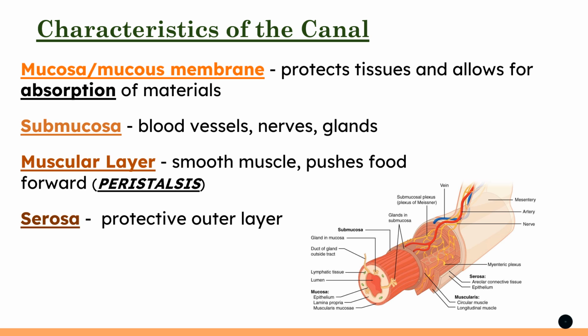Here are some characteristics of this canal. It is going to have several different layers. First is going to be the mucosa, which is the mucous membrane of the canal. It is going to protect tissues and allow for absorption of materials. We also have the submucosa. This is where you're going to find your blood vessels, your nerves, and your glands. We have a muscular layer. This is made of smooth muscle. This is what pushes the food forward in that process of peristalsis that we talked about before in the physical digestion. And then we have the serosa. The serosa is going to be a protective outer layer.